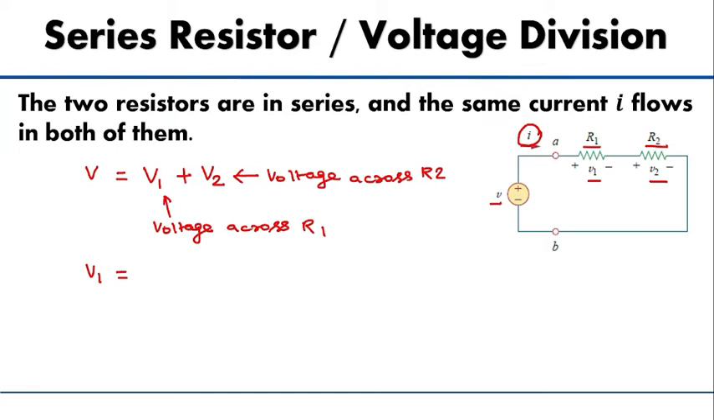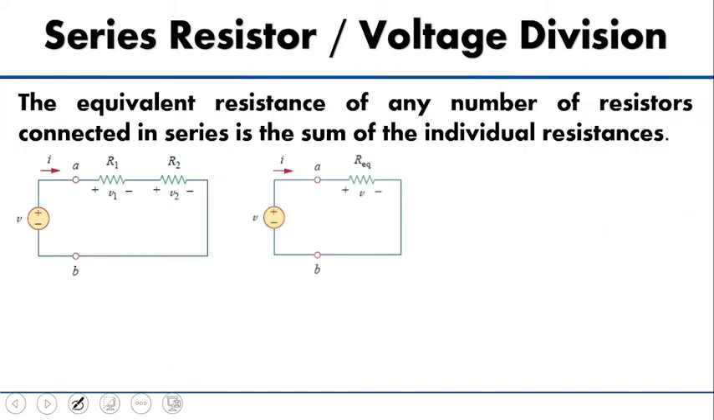Here V1, the voltage across R1, is given by R1 divided by the total resistance R1 plus R2, into V. Similarly, the voltage across resistance R2 is given as V2, which is R2 divided by R1 plus R2, into V. So in the voltage division rule, the first step is to find out the equivalent resistance of the circuit.